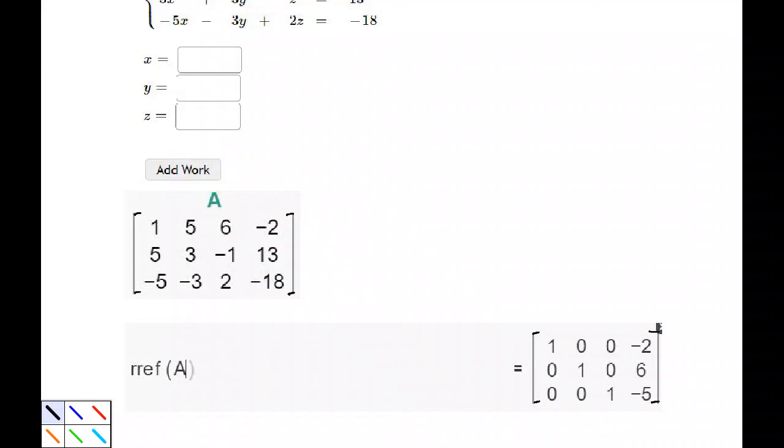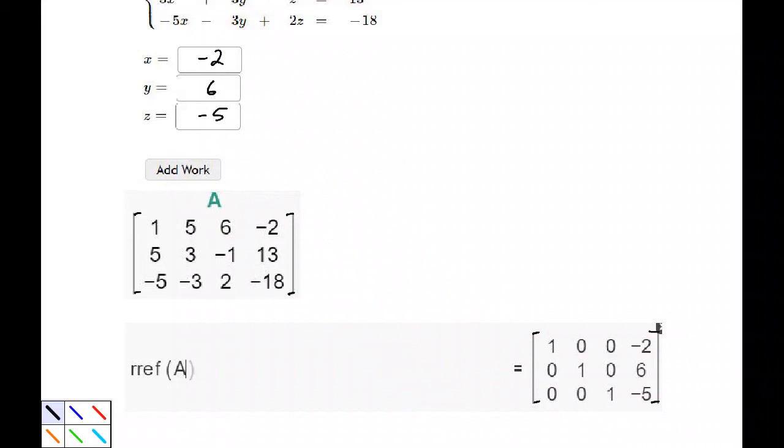Now, because we have what is called the identity matrix, the 1, 0, 0, 0, 1, 0, 0, 0, 1, as a big part of our matrix, the final column tells us the values of x, y, and z. My final column was negative 2, and then 6, then negative 5. So x is equal to negative 2, y is equal to 6, and z is equal to negative 5.